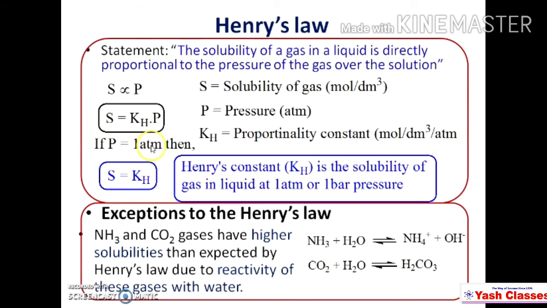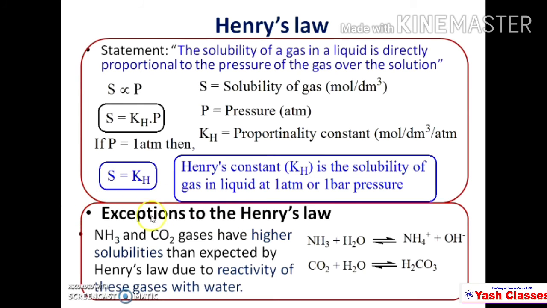Again, an important thing is, when there is 1 atmospheric pressure, when this capital P is equal to 1, then S is equal to KH. So Henry's constant KH is defined as the solubility of gas in liquid at 1 atmosphere or 1 bar pressure. So this is Henry's law, a very simple statement: the solubility of gas in liquid is directly proportional to the pressure of the gas over the solution.